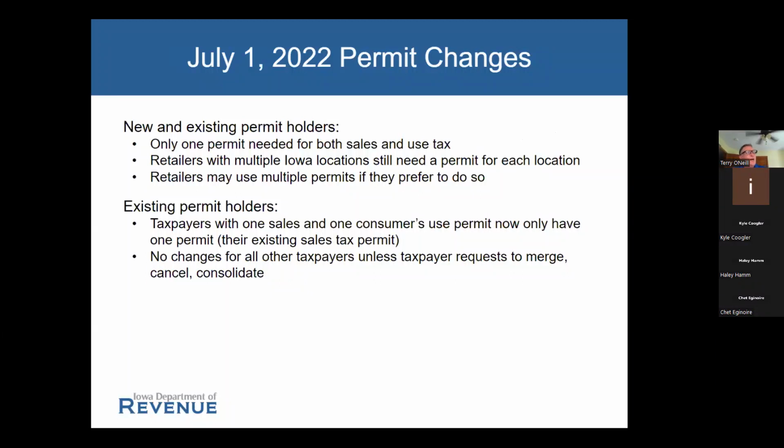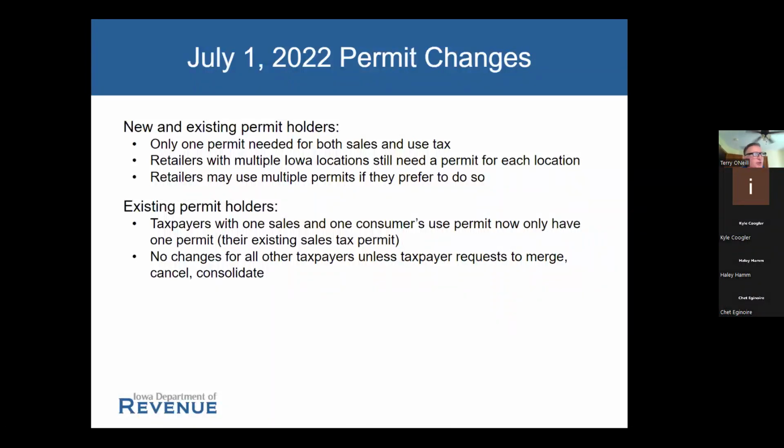We did have a few changes on July 1st of 2022 as far as Iowa tax permits are concerned. Essentially these changes, hopefully you're aware of them by now. You've received some information from the department, but we'll just review them here briefly for you. New and existing permit holders with the department only need one permit in order to handle both sales and use tax, okay? Separate permits, one for sales tax, one for use tax, are not required.